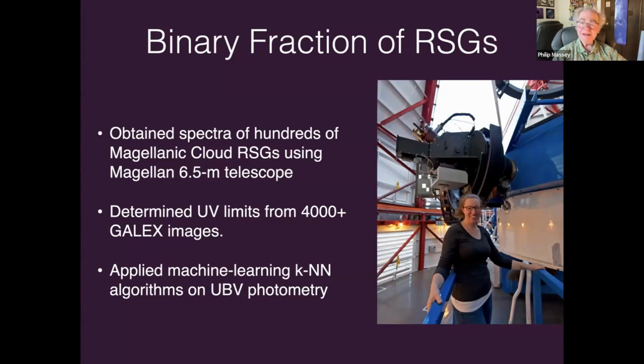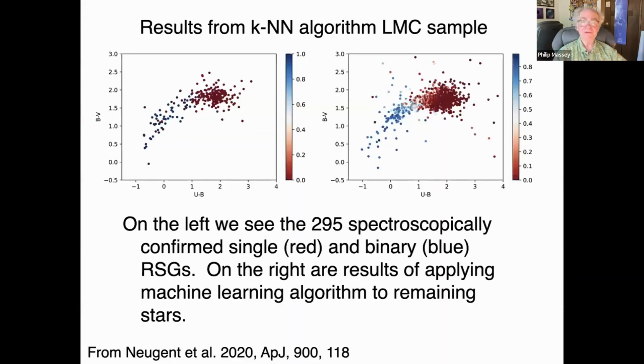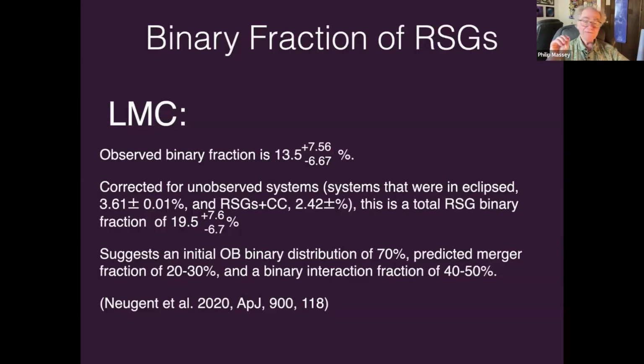And then she applied this to machine learning KNN algorithms, applying them to UV photometry. So on the left here, we see the clean division between stars that don't show the Balmer lines and stars that do show the Balmer lines. And then you add in the ultraviolet fluxes and you apply this machine learning algorithm, and you can assign a probability to all the red supergiants that have photometry in the Magellanic Clouds. And what she found was that the observed binary fraction is about 13.5%.